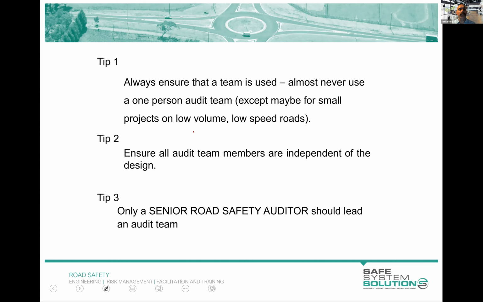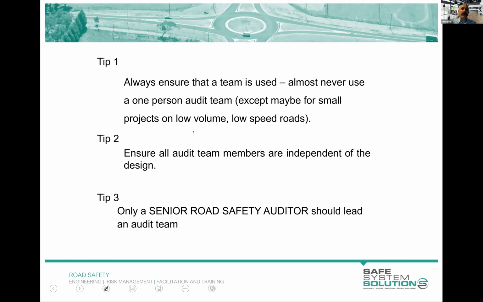But a few tips here. We want to ensure that it's a team of auditors. It's almost never a one-person audit, maybe except a very small project or a low volume, low risk style project. But the Austroads Guide very heavily pushes towards an audit team. And you'll see when the next one comes out, which is in the next few months, it even strengthens that. It says it's a team. And what is a team? A team is more than one person. The current one has a little get out clause where you could do it as a one-person auditor.